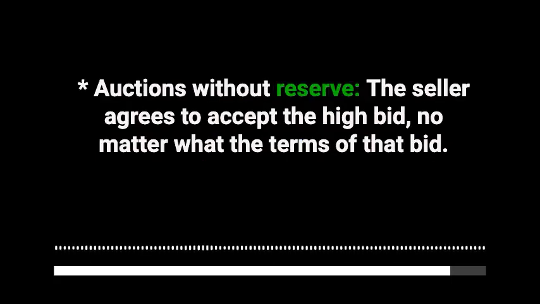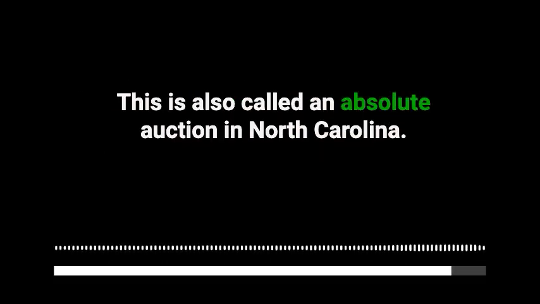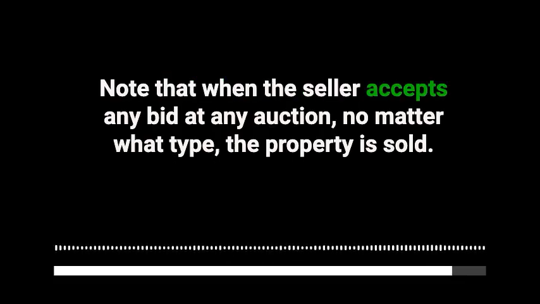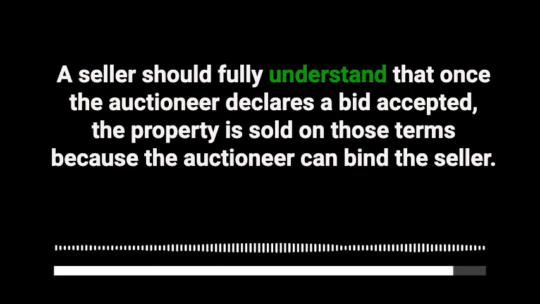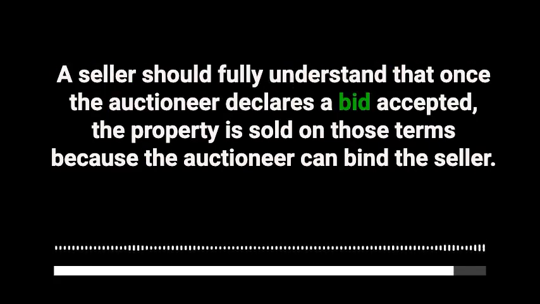Auctions without reserve. The seller agrees to accept the high bid, no matter what the terms of that bid. This is also called an absolute auction in North Carolina. Note that when the seller accepts any bid at any auction, no matter what type, the property is sold. A seller should fully understand that once the auctioneer declares a bid accepted, the property is sold on those terms because the auctioneer can bind the seller.